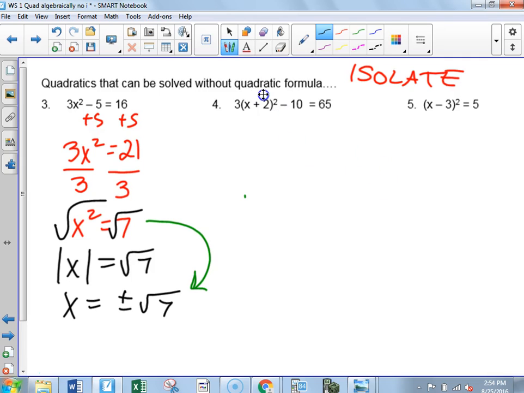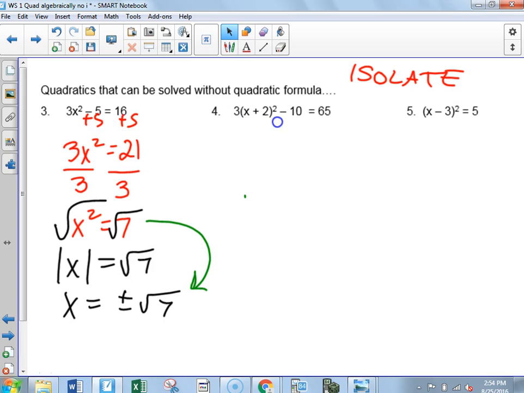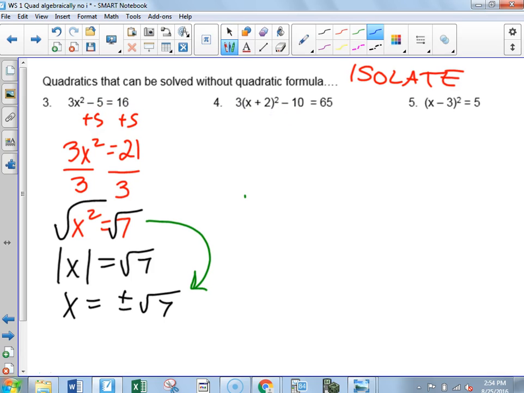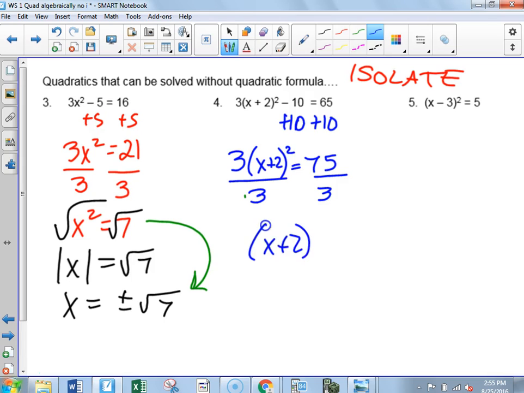But we can isolate this. Can we use our Algebra 1 brain first? We're going to add 10. Plus 10 is 75. We're going to divide by 3. Now we're not in Algebra 1 anymore. Now we're going to square root. And really what should happen is we should say this.